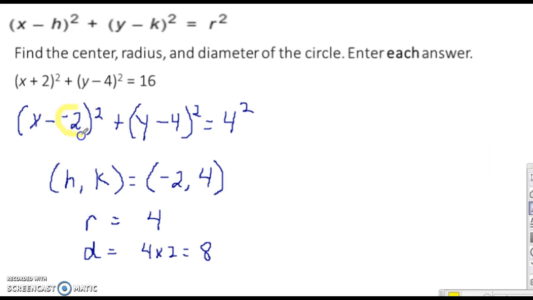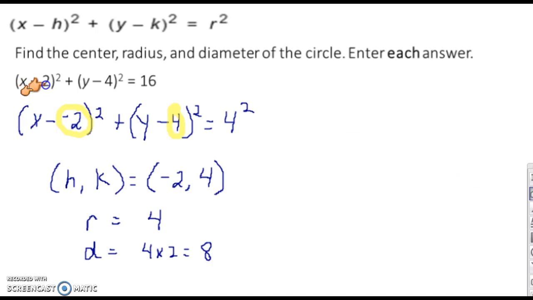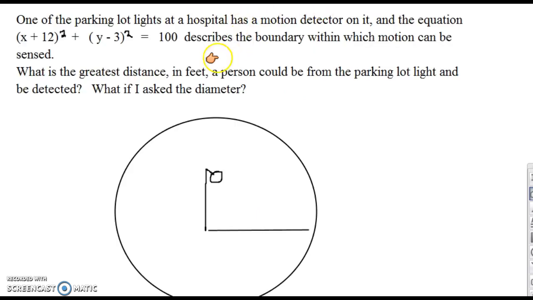Our h value is right here, -2, and our k value is 4. So remember, you're going to take the opposite sign. So if this is +2, my center is at -2. This is -4, so +4. The radius, you're going to take the square root of this here, which is 4. If they ask the diameter, remember the diameter is simply twice the radius, so I'll multiply the radius by 2 to get my diameter. Now the last 2 questions are similar.